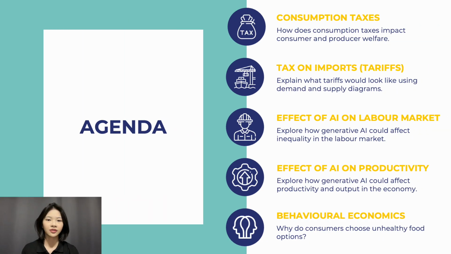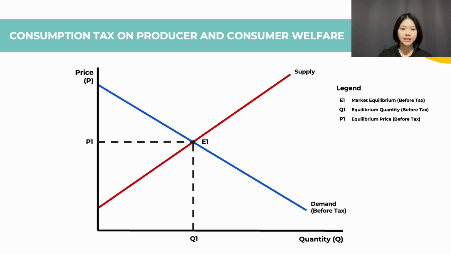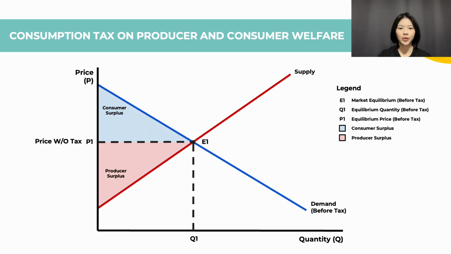Here is the agenda for today's presentation, where we will be discussing 5 key topics related to the supply and demand in economics. The first topic will revolve around the effect of a consumption tax. When the supply and demand curve intersects at equilibrium point E1, the quantity traded is Q1, with consumers willing to pay price P1. At this point, there is consumer surplus above the price P1, representing the savings benefit for consumers.